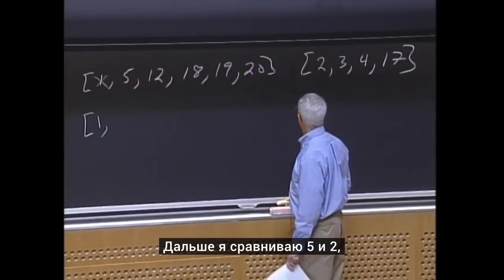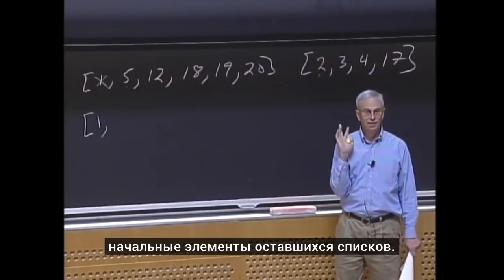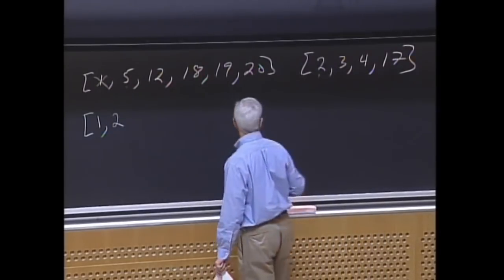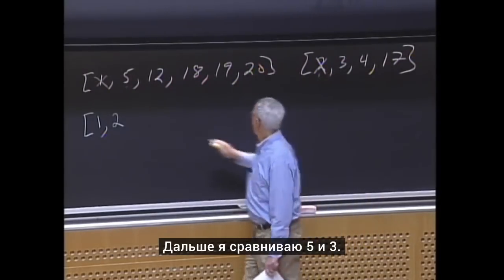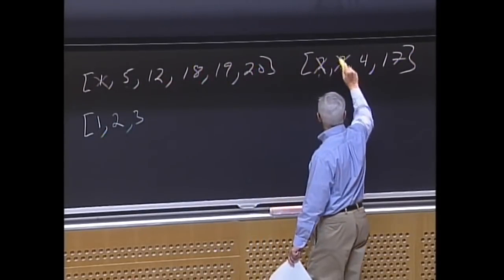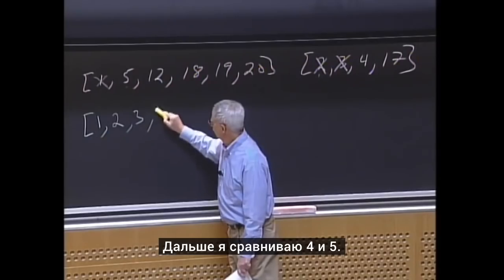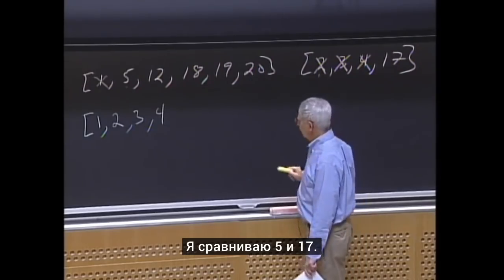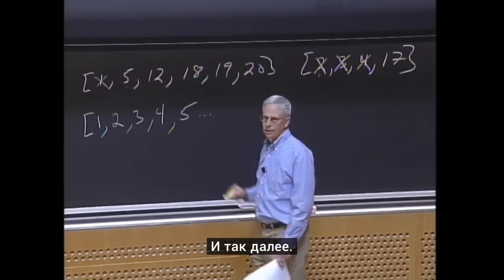The next thing I do is I compare 5 and 2, the head of the two remaining lists. And I say, well, 2 is smaller than 5. I never have to look at 2 again. I then compare 5 and 3. I say 3 is smaller. Never have to look at 3 again. I then compare 4 and 5. 4 is smaller. I then compare 5 and 17. 5 is smaller. Etc.